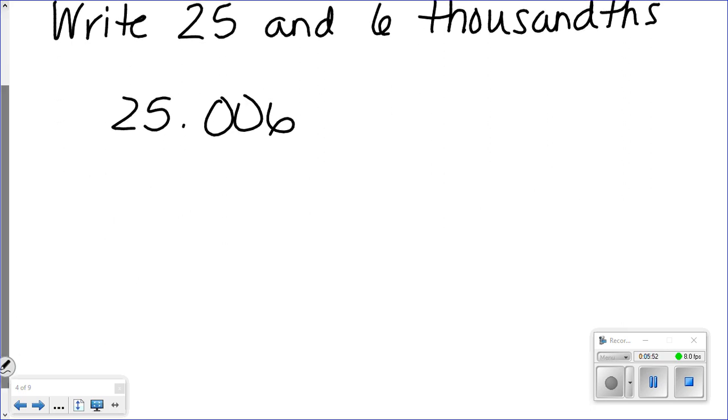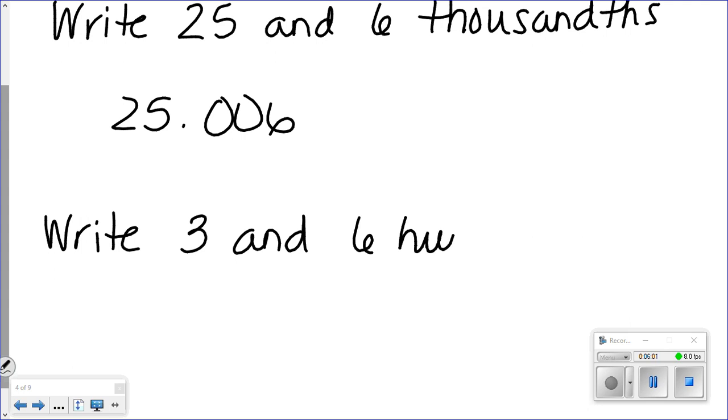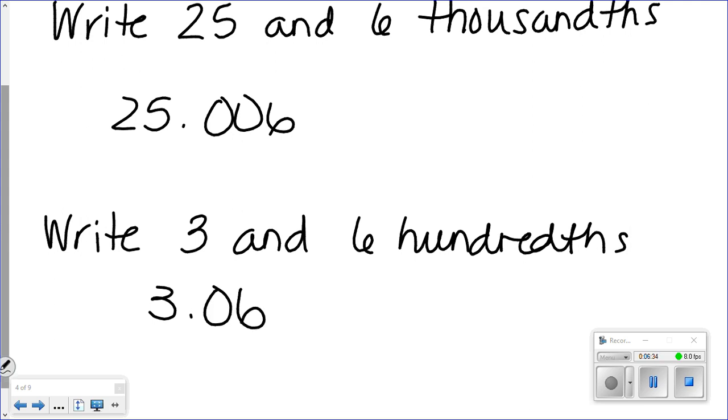Do this one in your notebook for me. All right, so what do you think? What's this one going to look like? Landon? 3.06. Very good. 3.06. Nice job.